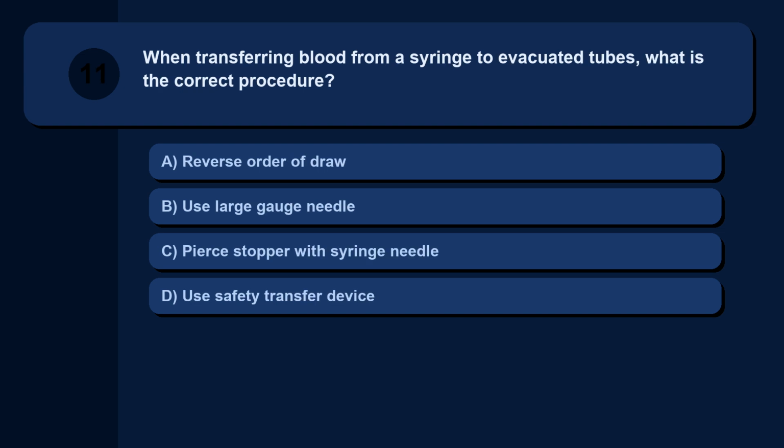Question 11. When transferring blood from a syringe to evacuated tubes, what is the correct procedure? Reverse order of draw. Use large gauge needle. Pierce stopper with syringe needle. Use safety transfer device.